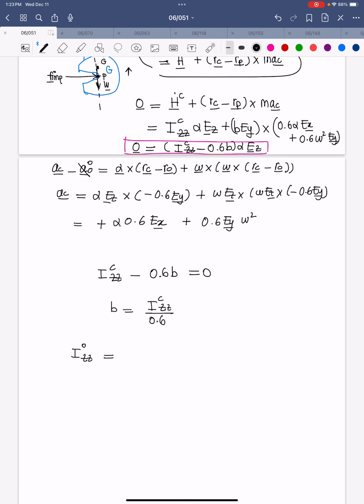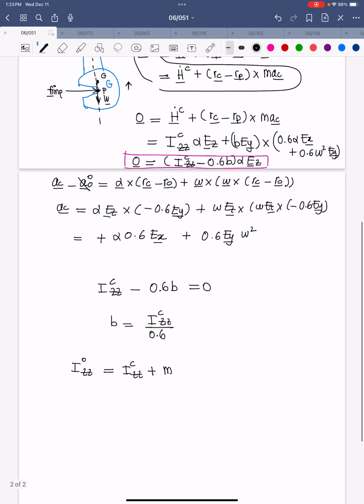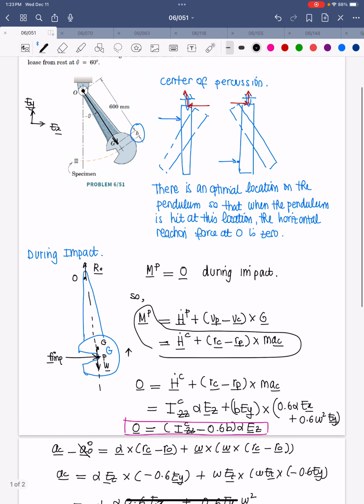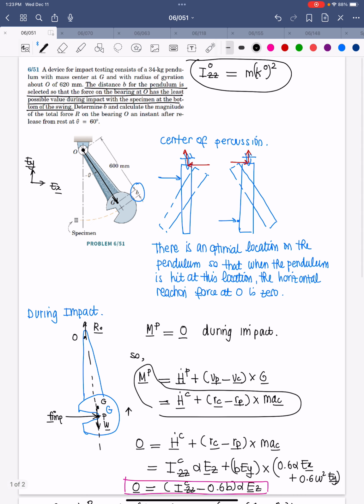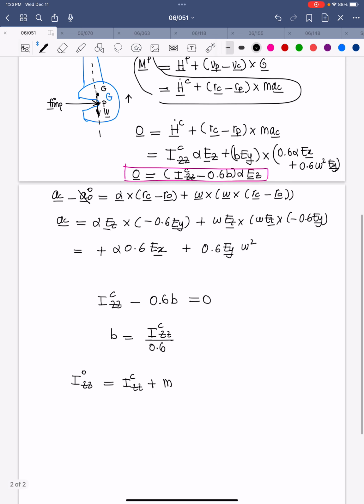I_OZZ is equal to I_CZZ plus the mass of the device times the distance between C and O squared, which is 0.6 squared. Okay, so now we have everything we need. We can calculate B. That's the first part of the problem.